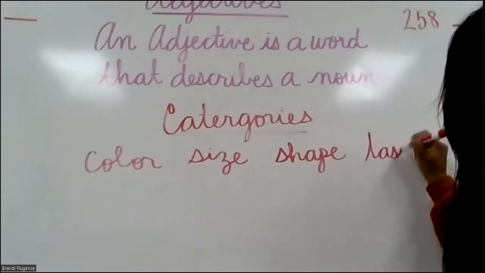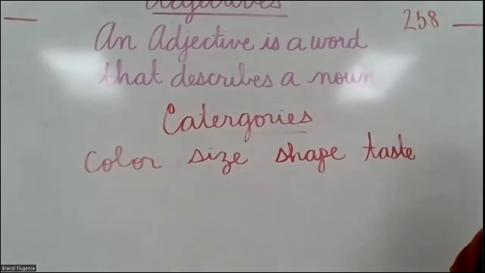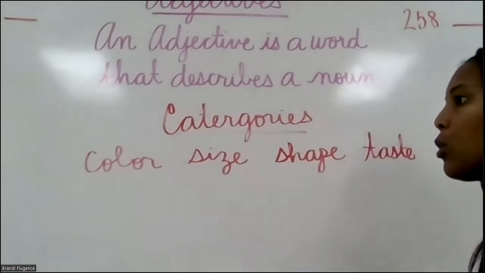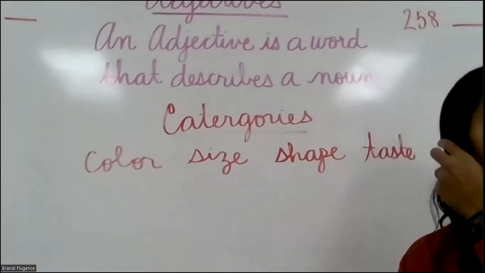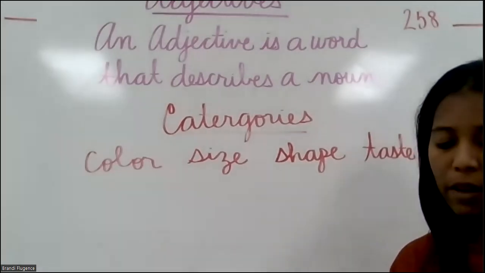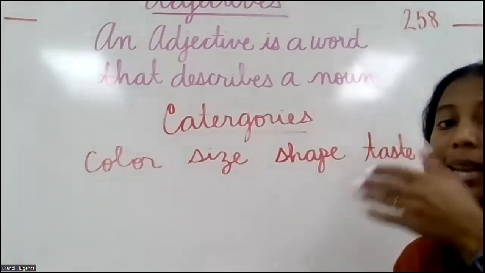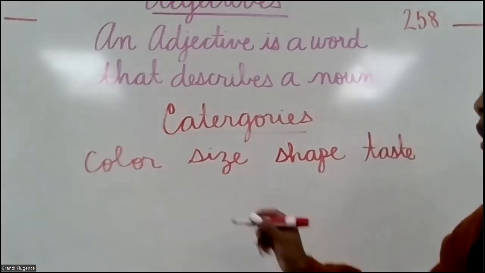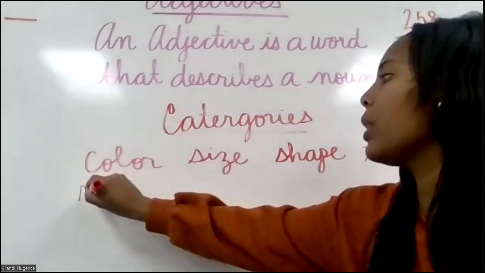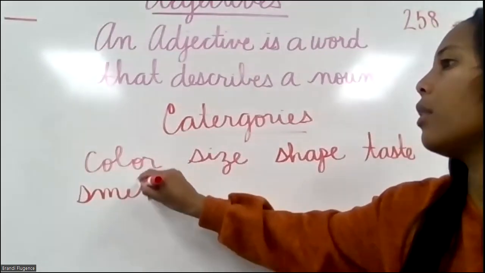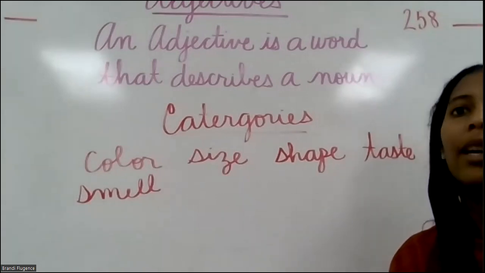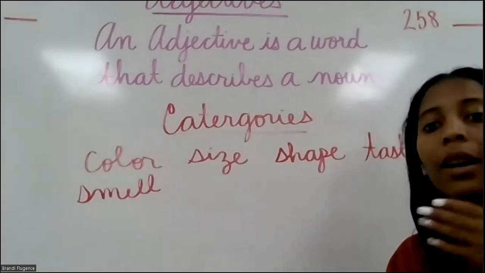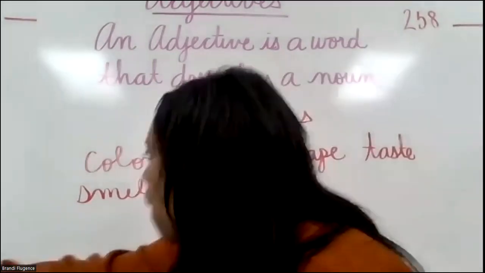Next one, taste. If we're giving what it tastes like, bitter, sour, sweet, tart, it is an adjective. If I give the smell, what it smells like, fresh, salty, musty, stinky, if I'm giving the smell, that's an adjective.